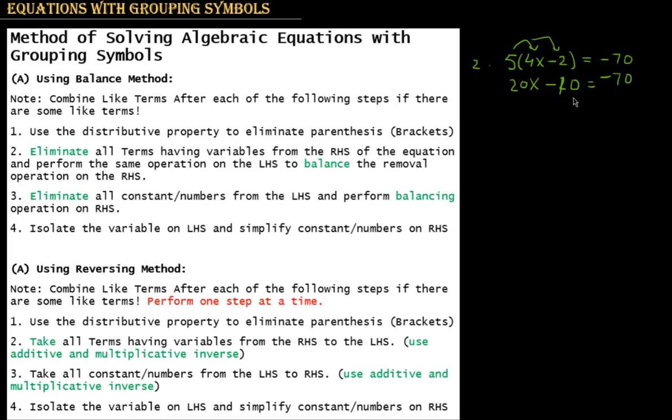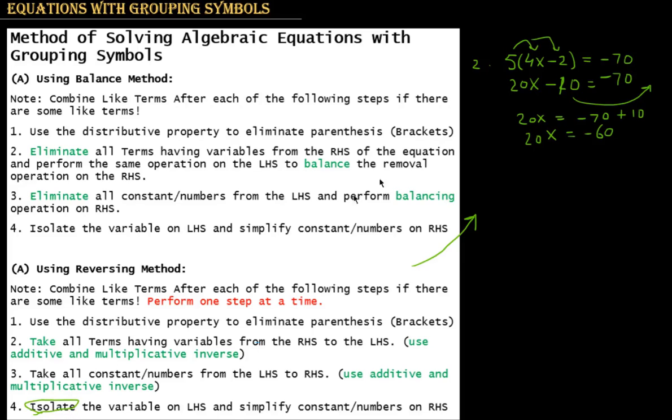So now take this term to the other side. We are solving this using the reversing method. So 20x equals minus 70, and when we take this minus 10 to the other side, it will be plus 10. So 20x equals minus 70 plus 10, which is minus 60. Now we have to isolate. So we are using this reversing method. This step is the same in both methods.